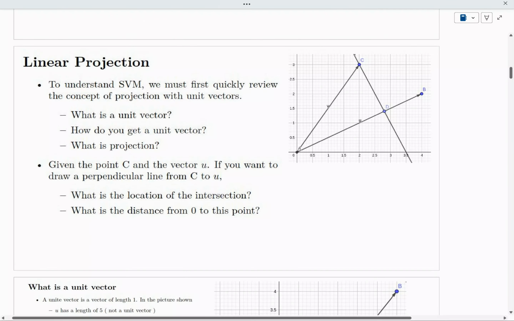Before we move on, we need to review some basic mathematics, such as linear projection. To understand SVM, we need to first know what a unit vector is. Hopefully, you already know what it is and that this is just a review. How do you get a unit vector? And then what is a projection? For example, given the point C, if we want to cast a shadow down onto the v vector, are we able to find this distance right here? Are we able to then identify this point D?